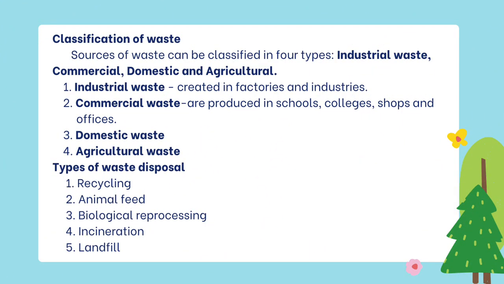Classification of waste. Sources of waste can be classified into four types: industrial, commercial, domestic, and agricultural. Number 1, industrial waste, is created in factories and industries. Commercial waste is produced in schools, colleges, shops, and offices. Domestic waste and agricultural waste.